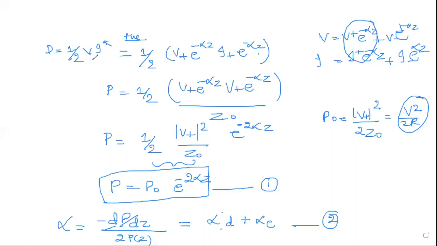Write down what is power. This power is nothing but the power carried by the wave traveling in positive Z direction. So substitute the voltages of positive Z direction, writing the current in terms of voltage divided by Z naught. You will get P is equal to P naught into e power minus 2 alpha Z, since P naught is equal to magnitude of V plus squared by 2 Z naught.